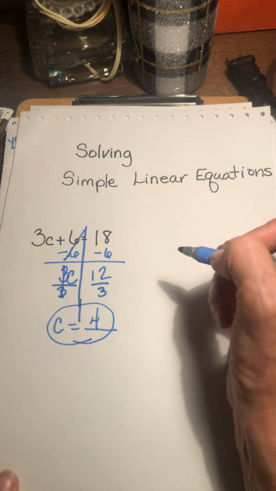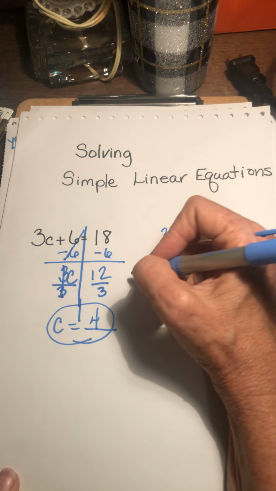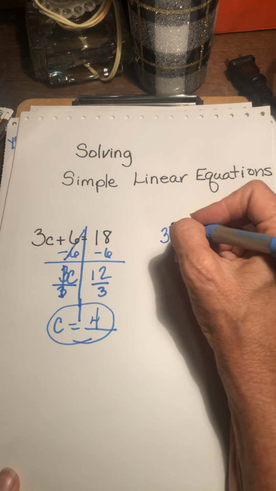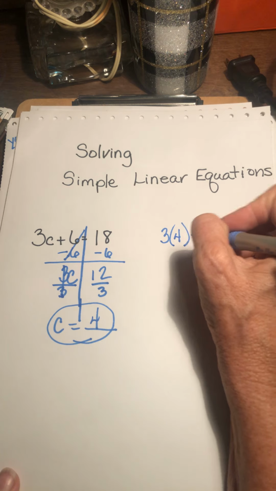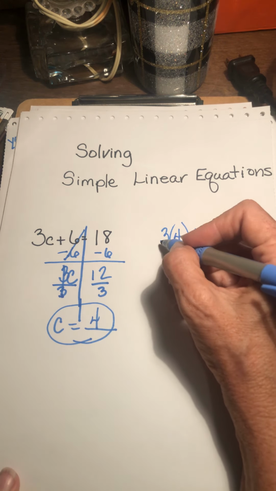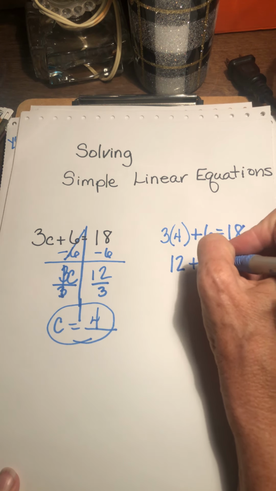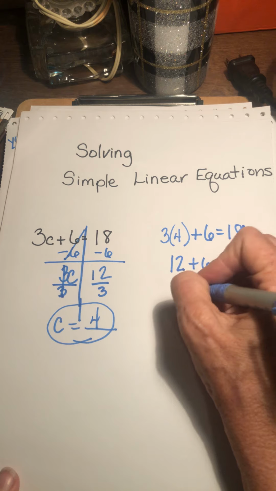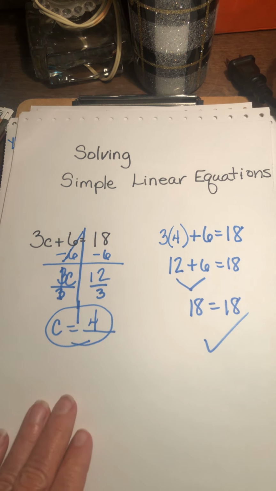Now I could check myself if I was doubting myself. Remember the original problem was 3C plus 6 equals 18? Well, we found out C is 4. So if I put a 4 where the C is, 3 times 4 is 12. 12 plus 6. Does 12 plus 6 equal 18? Yes, it does. So I know my answer's right.